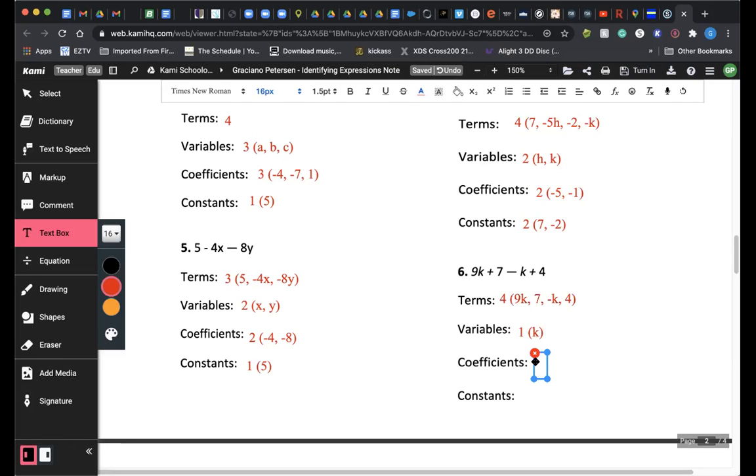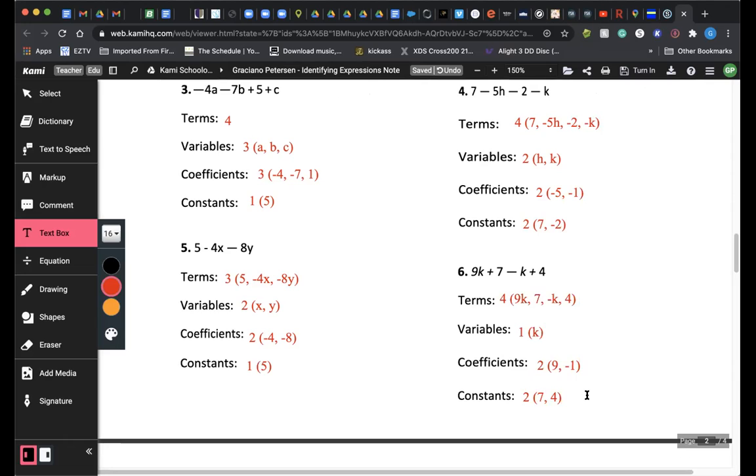All right. What are the coefficients in front of my variable? I have 2 of those. I have 9 and -1. Right? 4 is not in front of a variable. All right. I have 2 constants. What are my 2 constants? 7 and 4. Perfect.